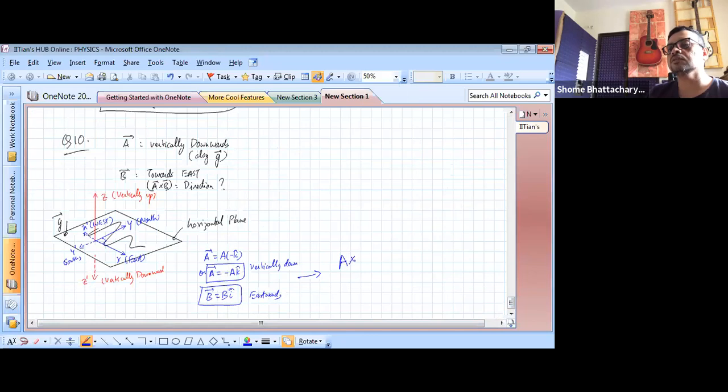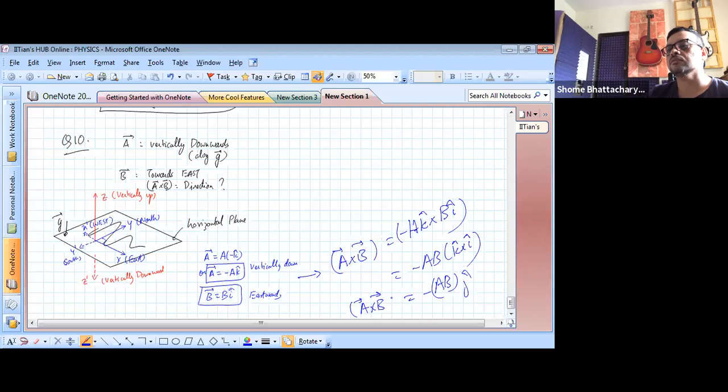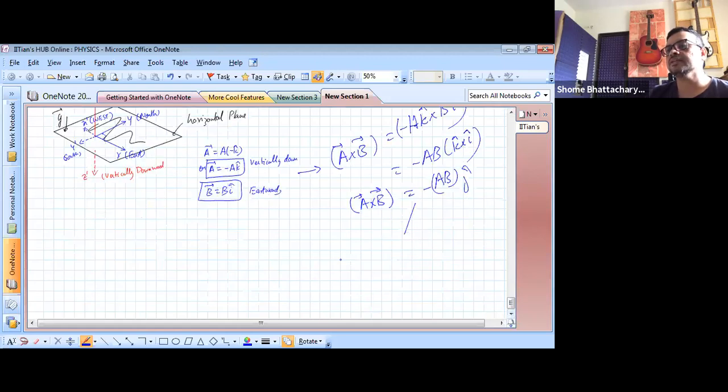So E cross B, what will the direction be? E cross B will become minus E k cap cross B i cap. So it will be minus EB into k cross i. Now what is k cross i? It is j. So it is minus EB j. You can see that its direction is along negative of j cap. So it is southwards. So the direction is minus j cap, or southwards.